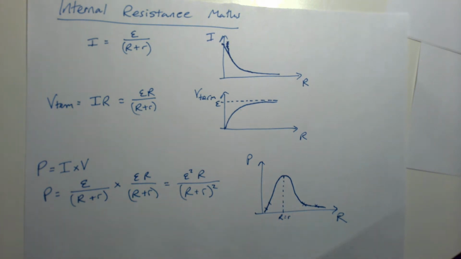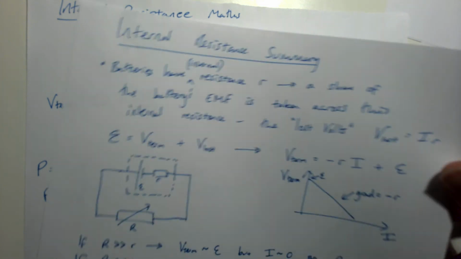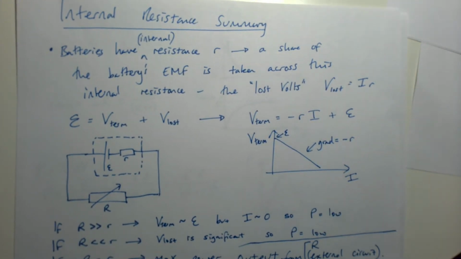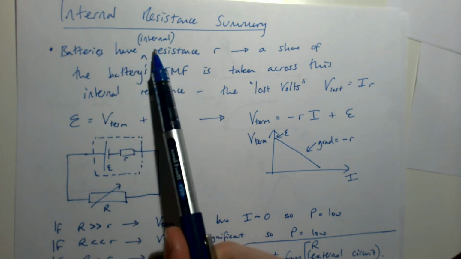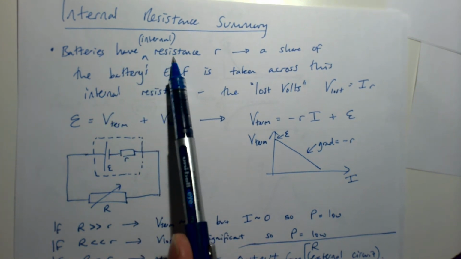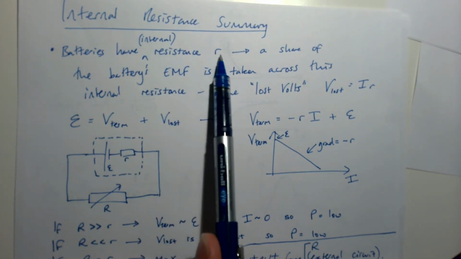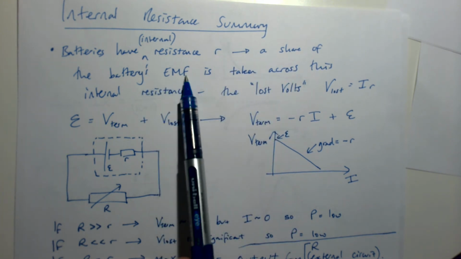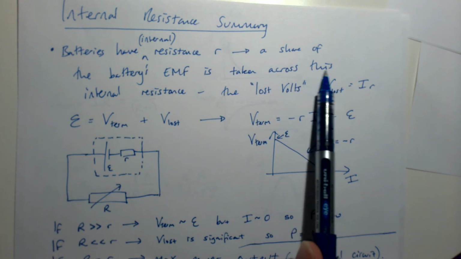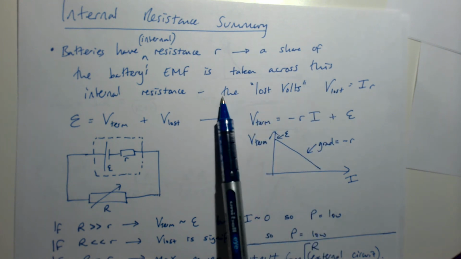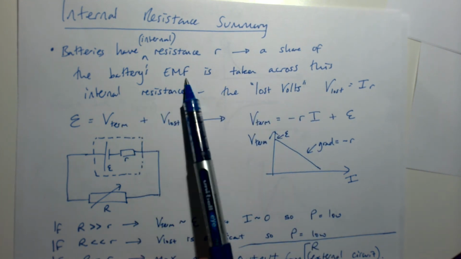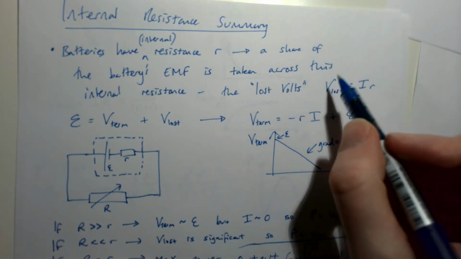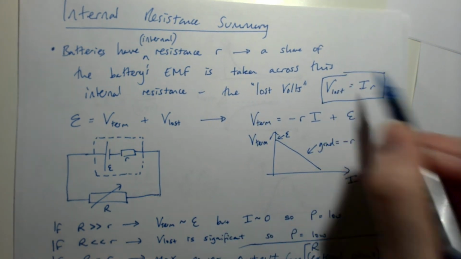Okay, all that leaves me to do then is put up that summary of internal resistance. So I'll just go through it. Batteries have their own resistance, called internal resistance, which is the lowercase r. That means a share of the battery's EMF is taken up across this internal resistance, called the lost volts. That share of the battery's EMF that's across the battery's own resistance is called the lost volts, and that's the equation for lost volts.